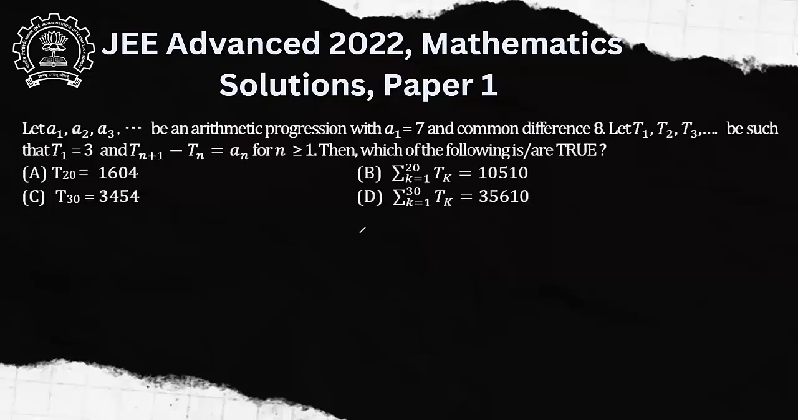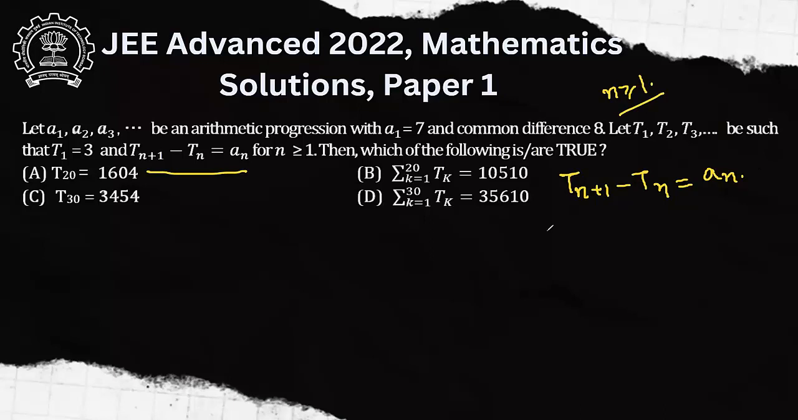This question is saying let A1, A2, A3 be in arithmetic progression with A1 equal to 7 and common difference 8. So terms T1, T2, T3 be such that T1 is 3 and this relation is followed, n is greater than or equal to 1. So you have to find out the correct statement out of the given statements, right? So what we should do now, this thing here is Tn plus 1 minus Tn is an, right? So using this, and n is greater than or equal to 1.